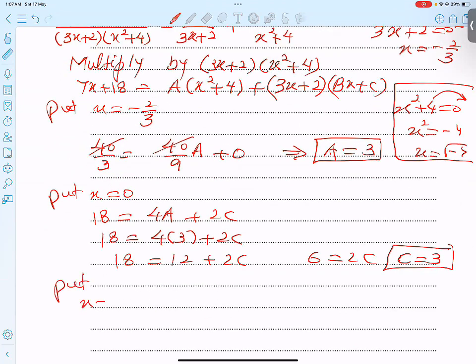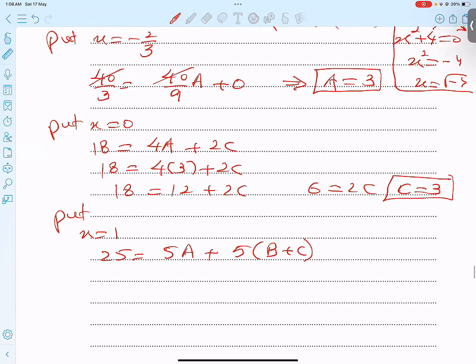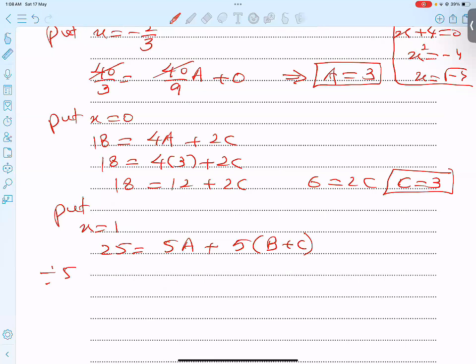The second ideal number is 1. When I plug in 1 here, I get 25. Here, 1 squared plus 4 is 5, so 5a. Here I get 5, and 5 multiplied by b plus c. Now, students, I first divide by 5, so 5 equals a plus b plus c. I plug in the a value and c value in the lower equation: a is 3, b is unknown, c is 3 as well. So 3 plus 3 is 6, and I get b equal to negative 1.